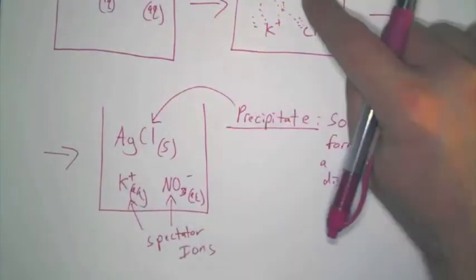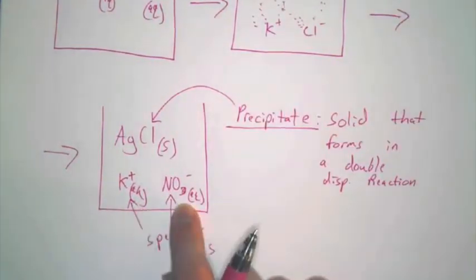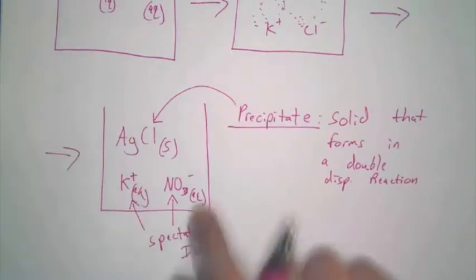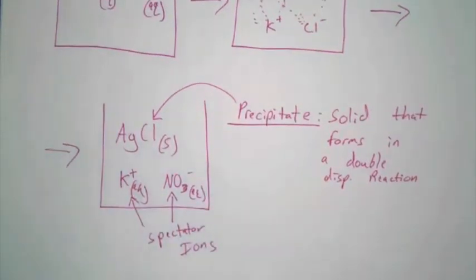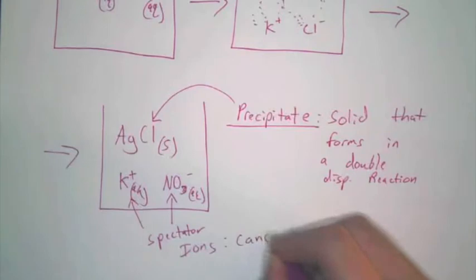So again, spectator ions are the things that don't react throughout the entire process. Like there was K, there was NO3 at the beginning. At the end, there's still K, there's still NO3. They've done nothing. They haven't reacted. They're just sitting there. That's why they're not part of the net ionic equation. Does this only happen in double displacement? Yeah, right now, yes. That's all we care about. So spectator ions are the ones you cross out? Yes, the spectator ions are the ones you cancel out.